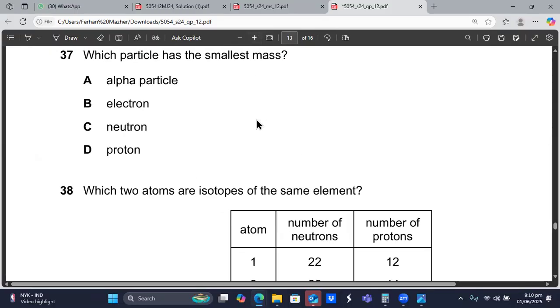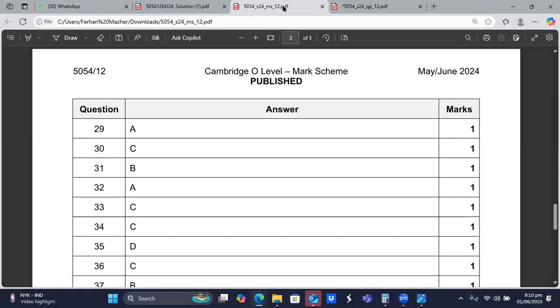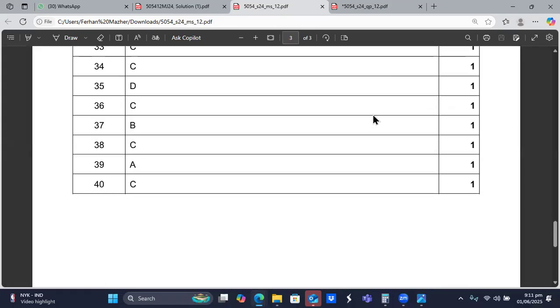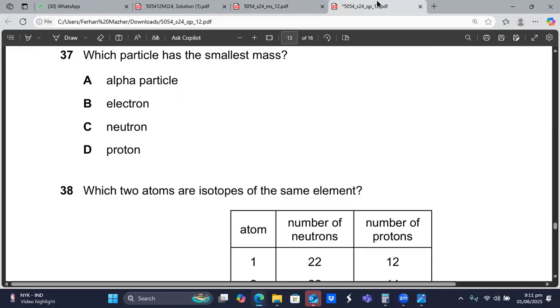Question number 37 is showing up on your screen. The question is, which particle has the smallest mass? Alpha particle? No. Electrons? Yeah. Neutron? It's like proton and proton. Okay. So the smallest of all these is electron. Question number 37. I think B is the option, sir. B is the right option.